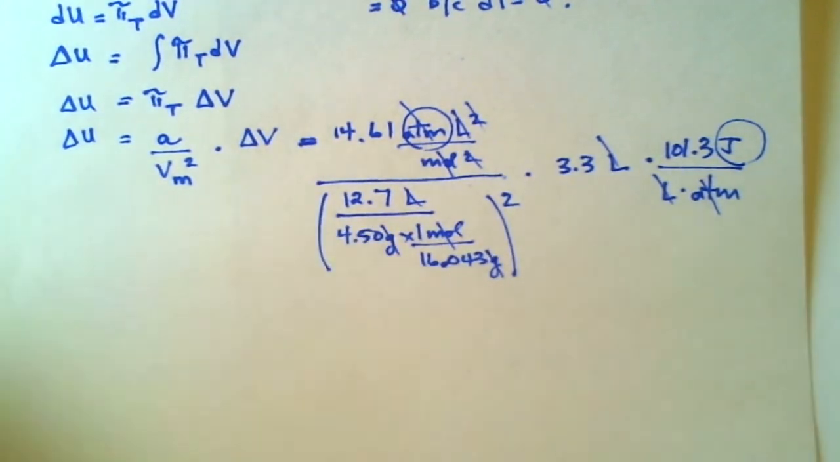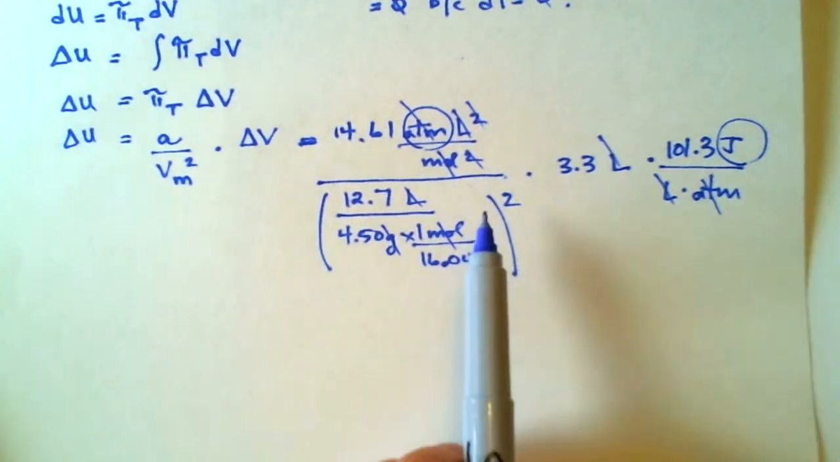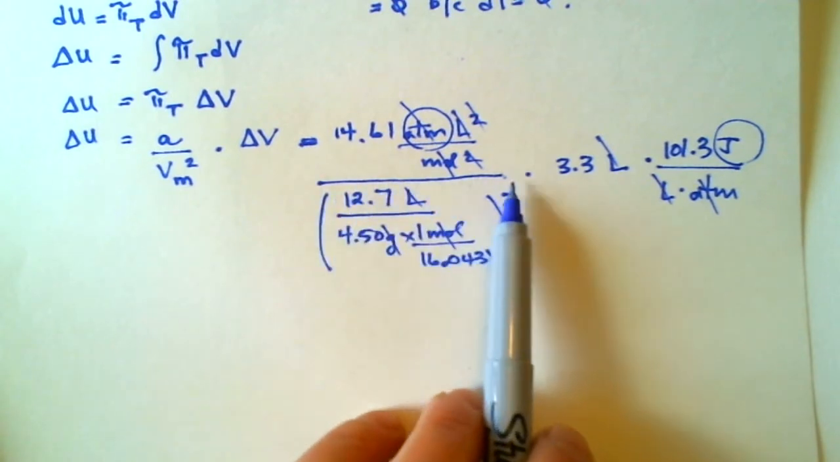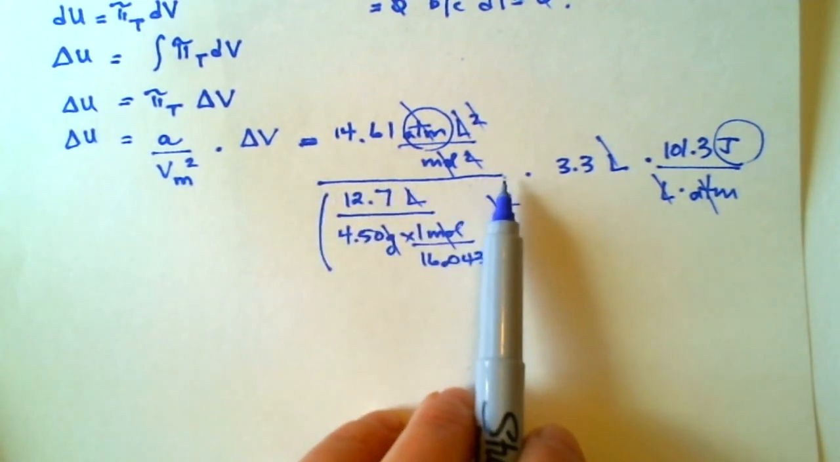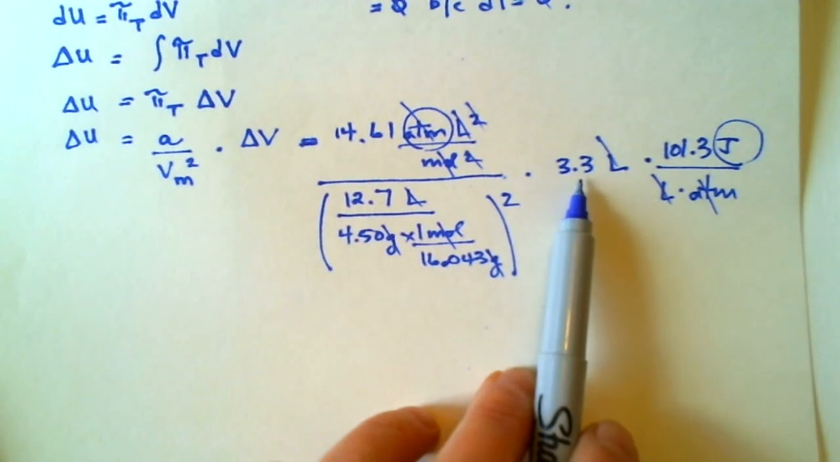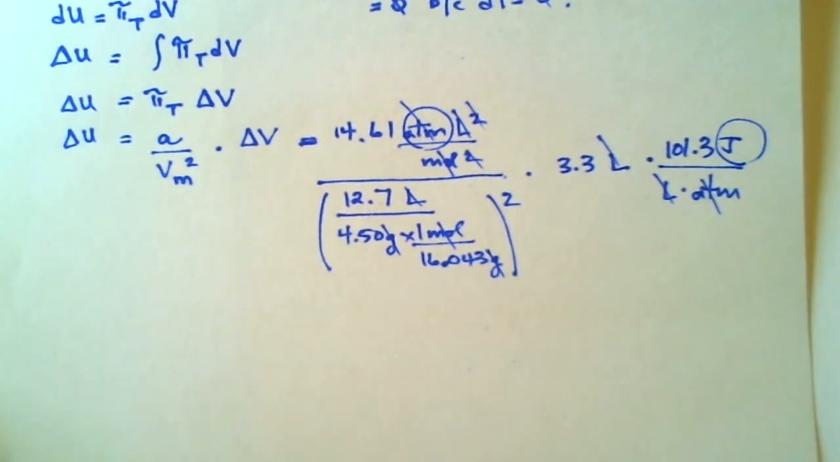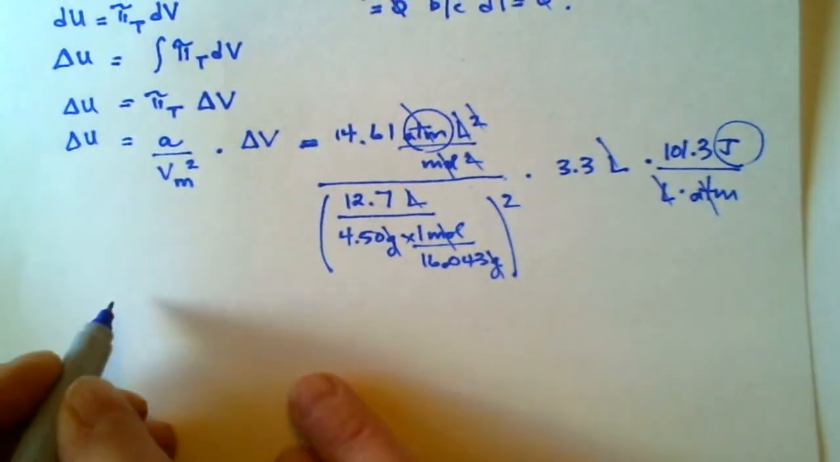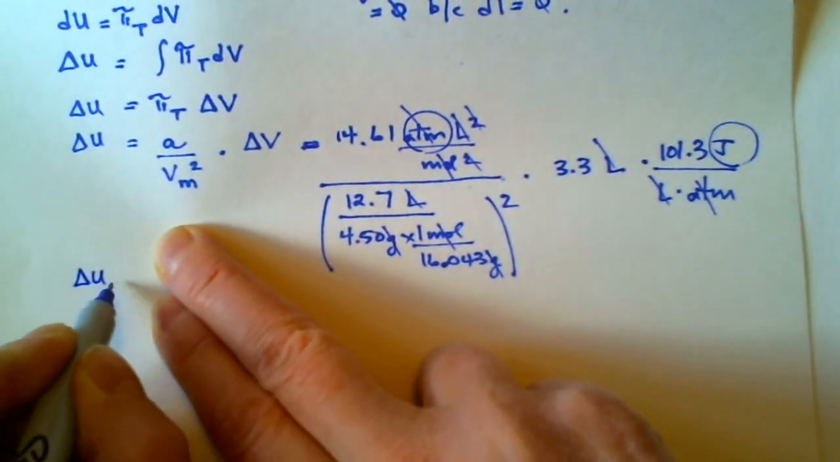And then I'm going to take its reciprocal and multiply it by 14.61. So for this term here, I've got 0.007124. I'm going to carry on, multiply by 3.3, and then multiply again by 101.3. And I get a delta U.